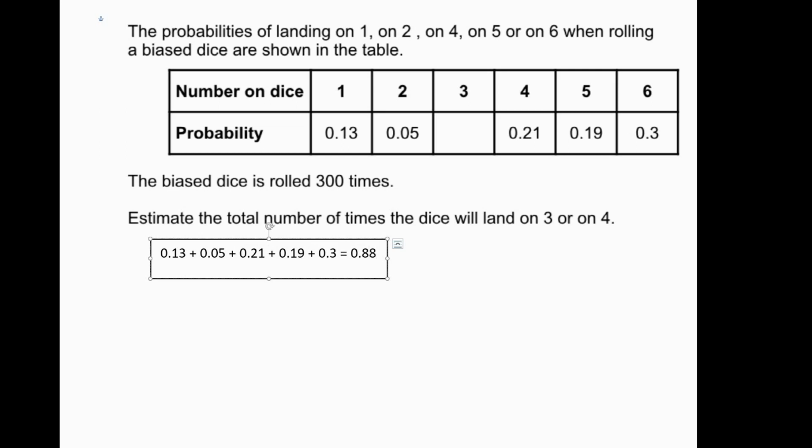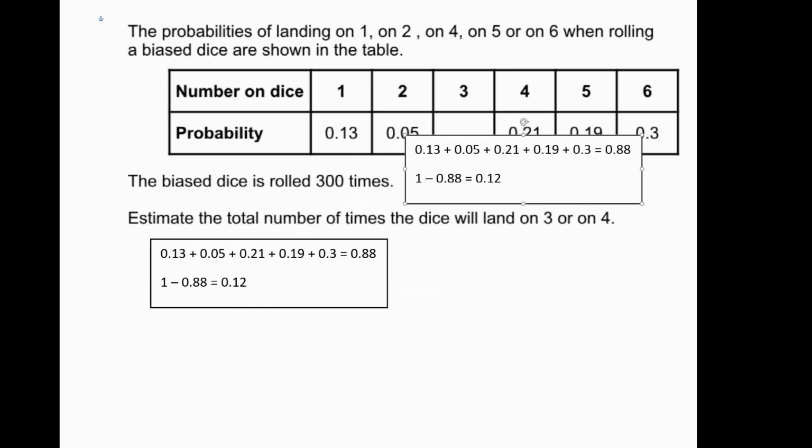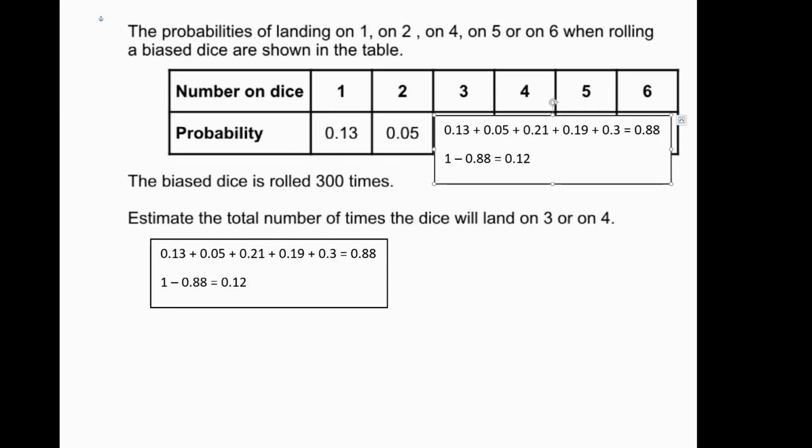Now remember, all of the probabilities in total need to add up to 1. So to find the missing probability, I'm going to subtract 0.88 from 1, which will give me 0.12. And that is the probability that I get a 3 on this biased dice.